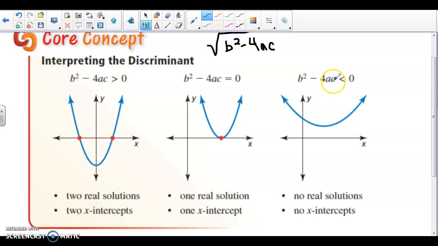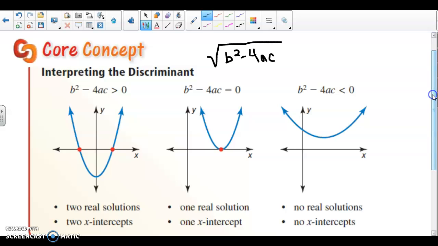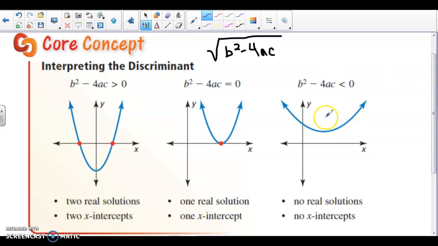If b squared minus 4ac is a negative value, well you can't have the square root of a negative number, right? The square root of a negative number is imaginary. So in that case, there are no real solutions or no x-intercepts, because either the graph opens above the x-axis or maybe it opens below. It could also look like this, right? Which is the case for all of these. That's a terrible graph, but you guys understand what I'm saying. So any of these could be opening down and have the same exact solutions.